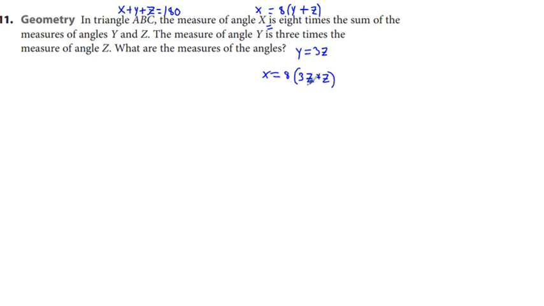And so what we have is x is equal to 8 times 3z plus z, which is going to be 4z. And so what we have is x is equal to 32z. Okay, that's going to be a big difference in there. Okay.